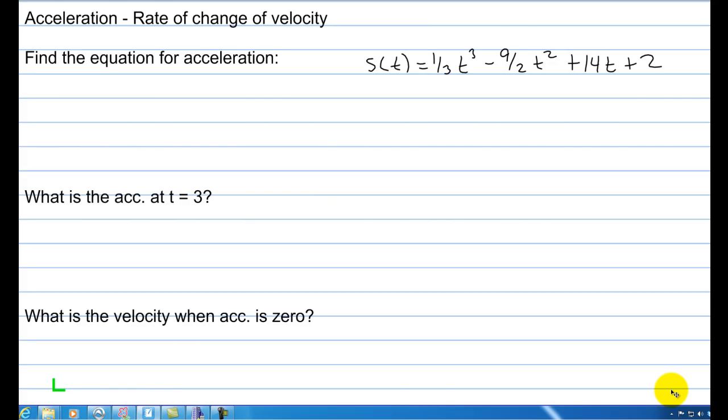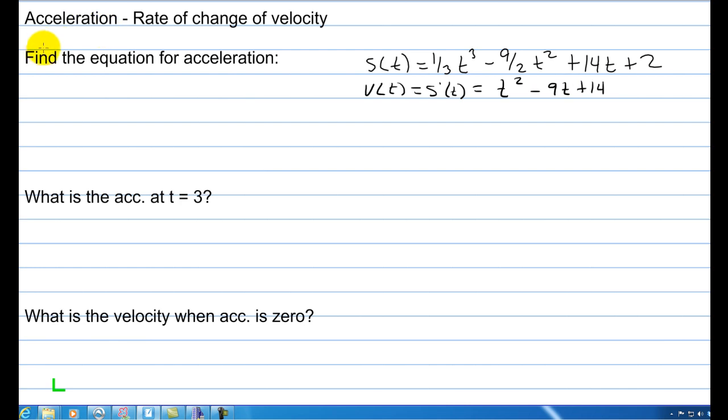In our next slide, it says the acceleration is the rate of change of velocity. Well, velocity is the rate of change of the position. So every time you take the derivative, you're finding the rate of change. So in this case, we start out with the original function, which is s of t, and then v of t, the velocity, equals the derivative of the position. And in that case, it was t^2 - 9t + 14.